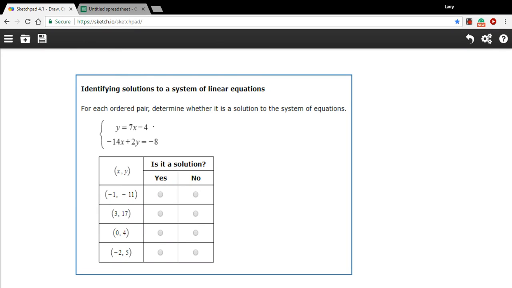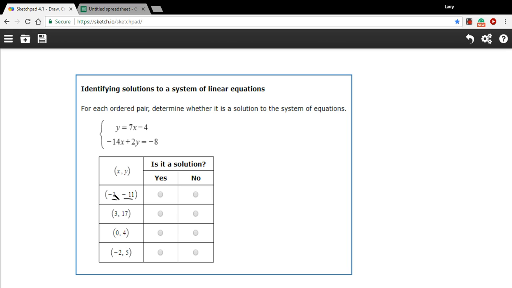In this problem, we have a system of equations. So here are two equations for lines, and we're being asked if each of these points, these ordered pairs, is a solution to this system. What that means is that this -1 for x and this -11 for y would need to solve or satisfy both of these equations. One way to do this is just to plug them in, take this x value and this y value, put them into the equation and see if it comes out.